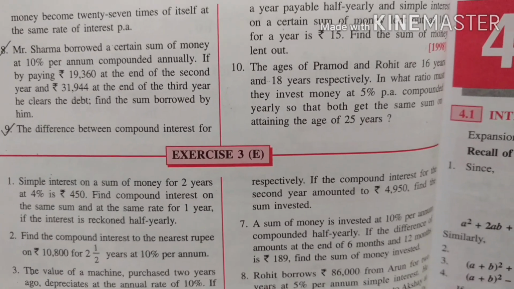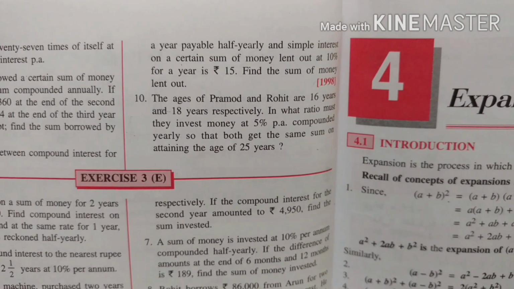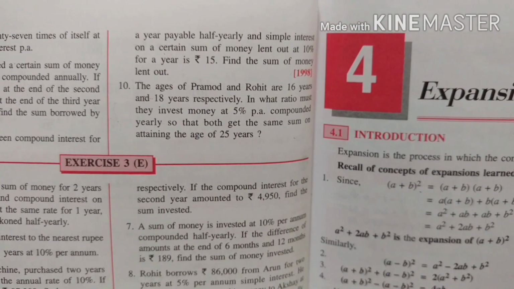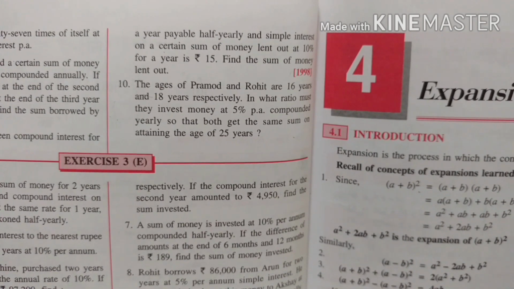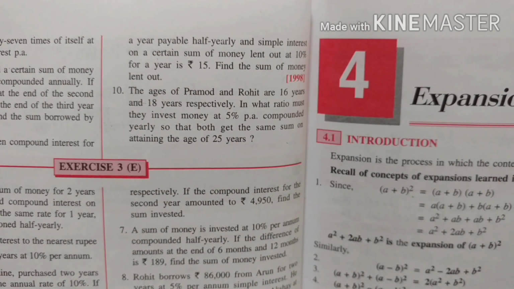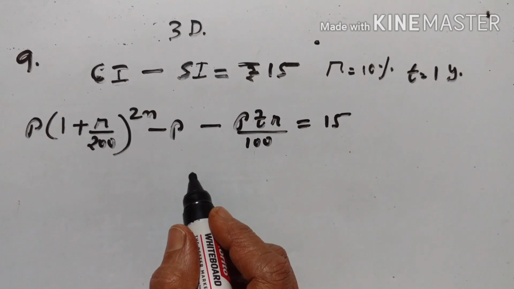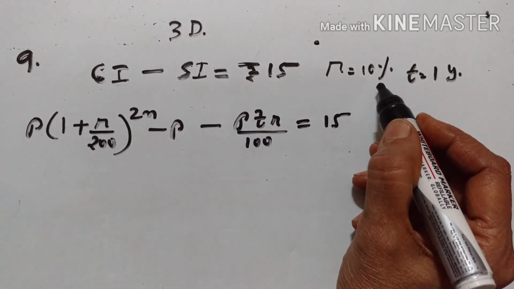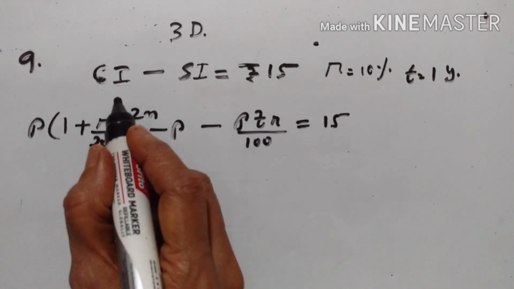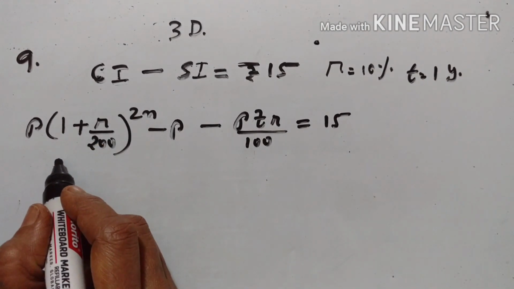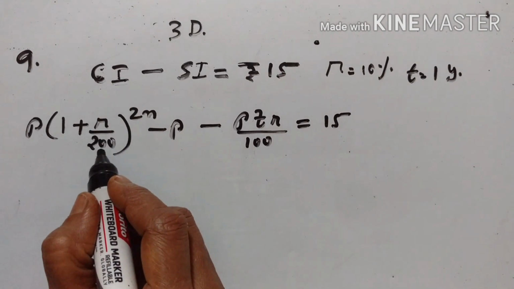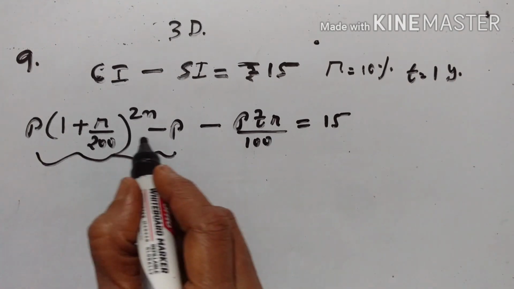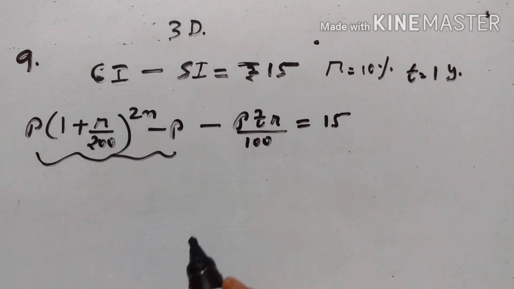Ninth problem. The difference between compound interest for a year payable half yearly and simple interest on a certain sum of money lent out at 10% for a year is rupees 15. Find the sum of money lent out. The difference between compound interest and simple interest is equal to rupees 15. Rate is equal to 10%. Time is equal to 1 year. Compounded half yearly. Therefore, the formula is P into 1 plus R upon 200 raised to the power of 2n. This is the formula of compound interest and this is simple interest.